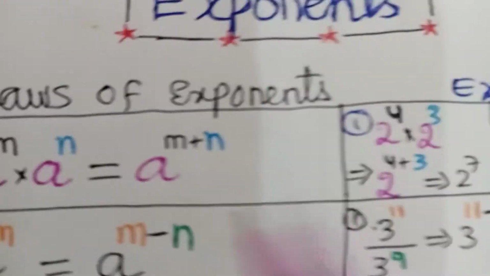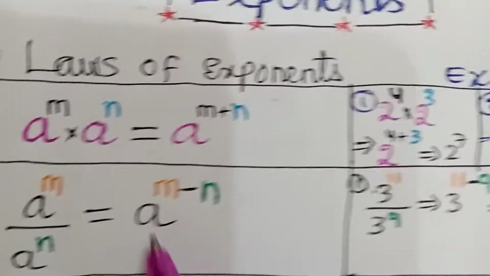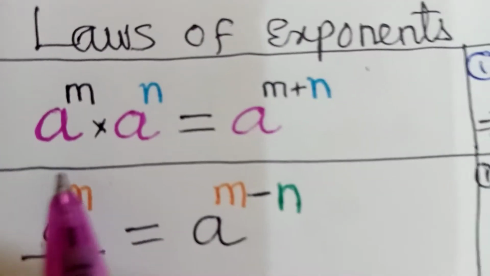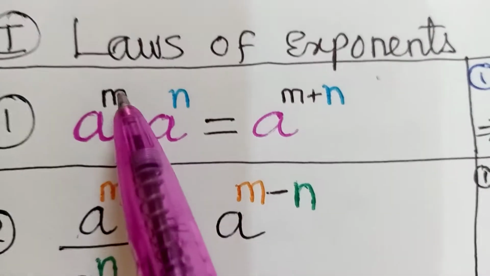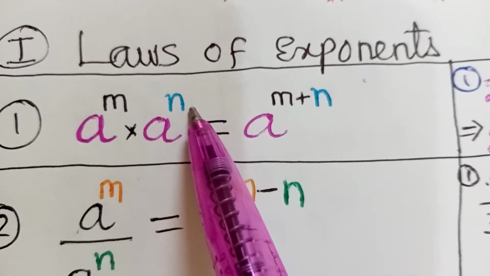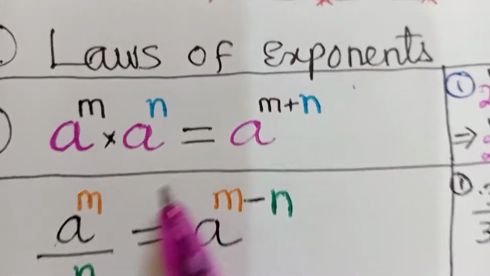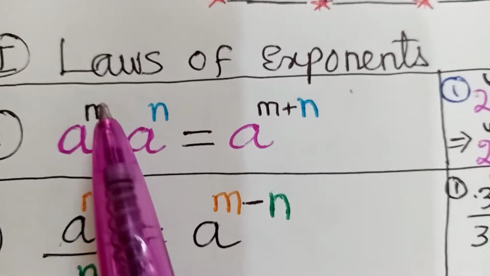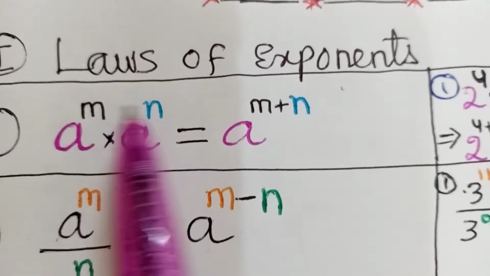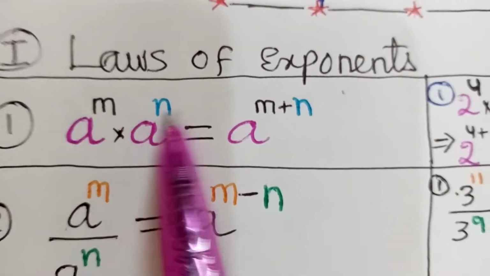Okay. Now let us go for some laws of exponents and some examples of this. First law: a to the power of m into a to the power of n is equal to a to the power of m plus n. It means when the bases are the same, in multiplication the powers should be added.